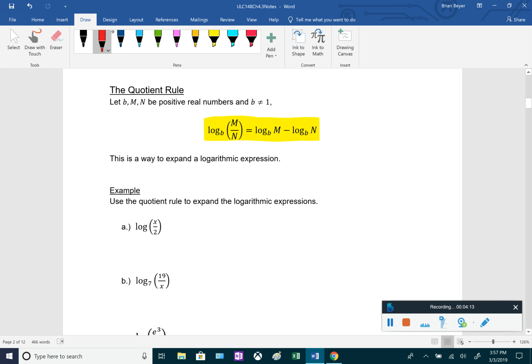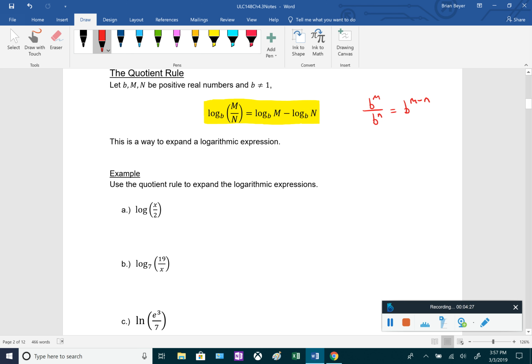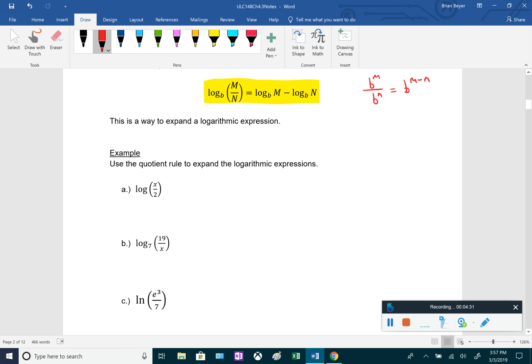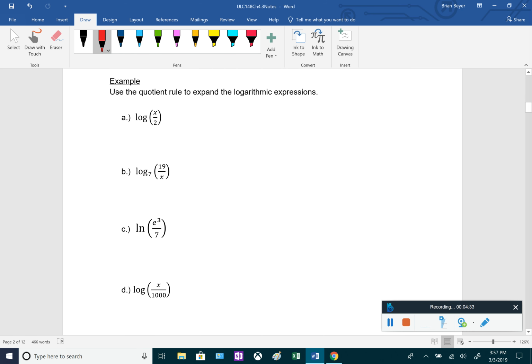What this one comes from is, once again, exponential rules. If we have b to the m over b to the n, that's going to be b to the m minus n when we combine them. Once again, this is one way that we can expand logarithmic expressions. So let's do some examples.